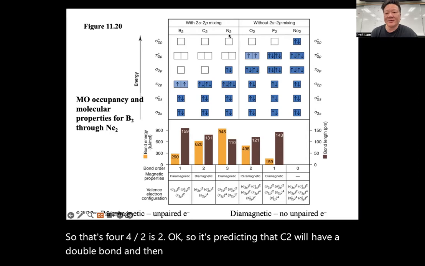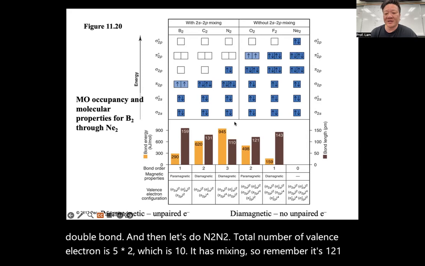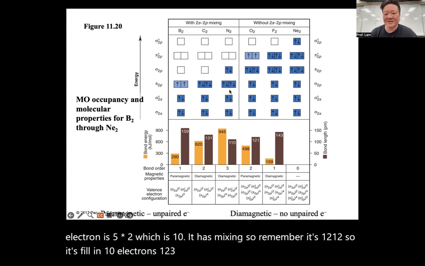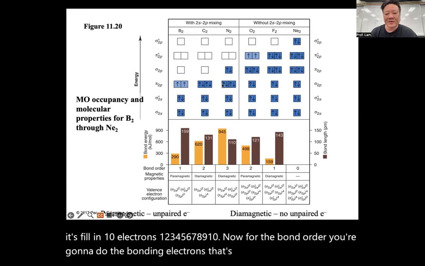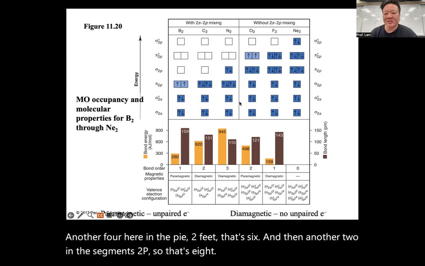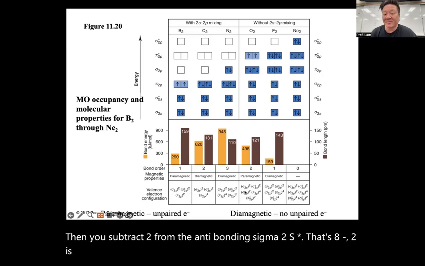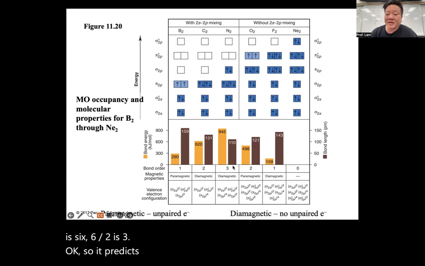And then let's do N2. N2 total number of valence electrons is 5 times 2, which is 10. It has mixing, so remember it's 1, 2, 1, 2. So let's fill in 10 electrons. 1, 2, 3, 4, 5, 6, 7, 8, 9, 10. Now for the bond order, you're going to do the bonding electrons. That's 2, plus another 4 here in the pi 2p. That's 6. And then another 2 in the sigma 2p. So that's 8. Then you subtract 2 from the antibonding sigma 2s star. That's 8 minus 2 is 6. 6 divided by 2 is 3. Okay, so it predicts that N2 should have a triple bond.